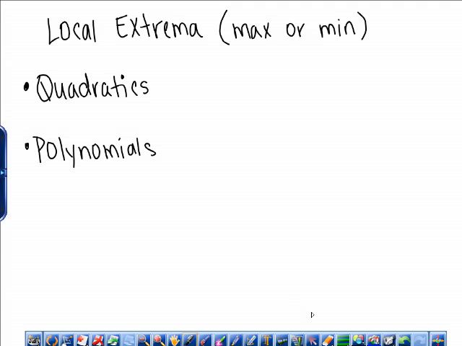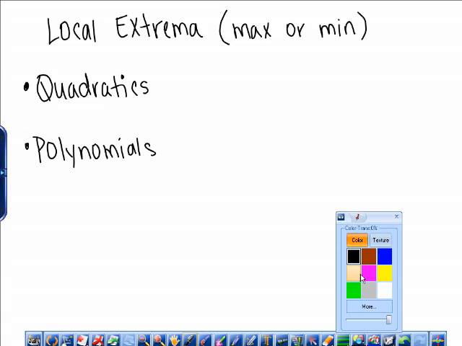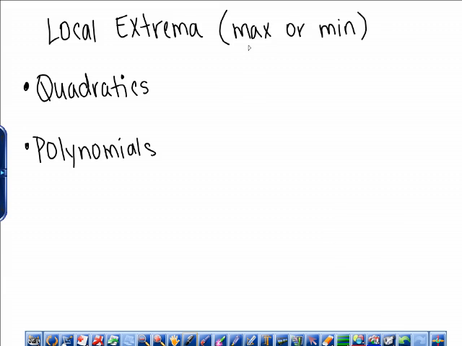The last thing I want to talk about is local extrema. We've already been doing this. These are just local maxes or mins. The reason we use the word local is because it doesn't always apply to the absolute. In quadratics, if you have a local max, it is the absolute max, or if you have a local min, it is the absolute min. There's only one.